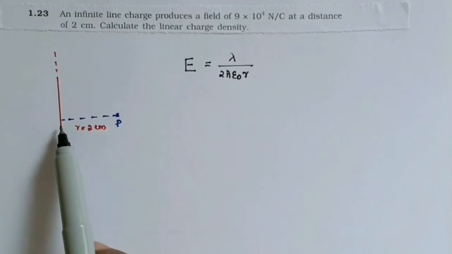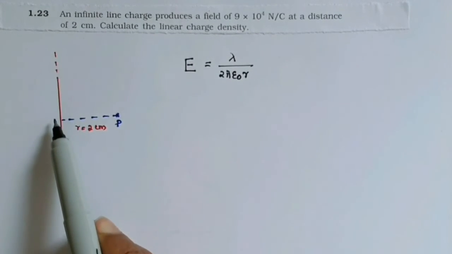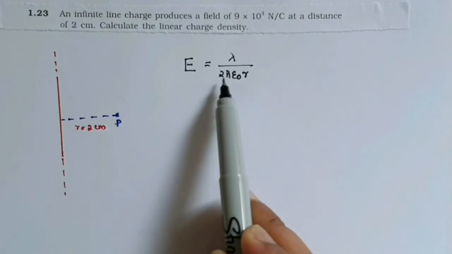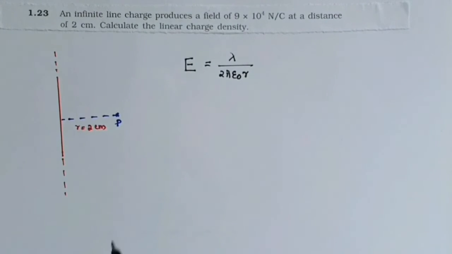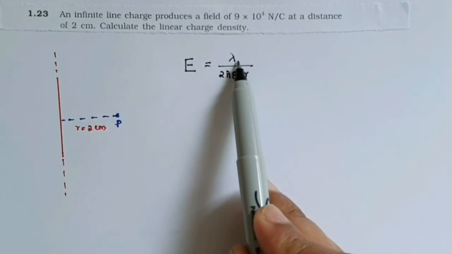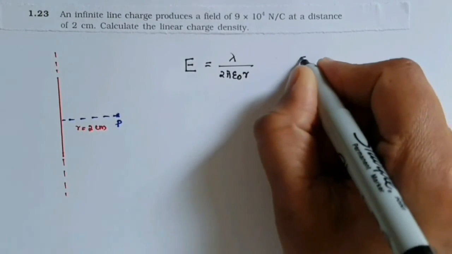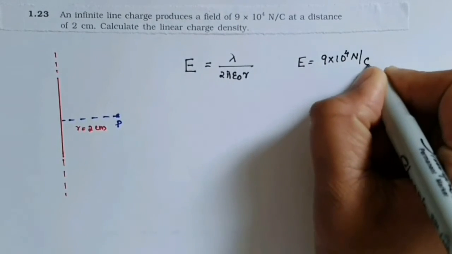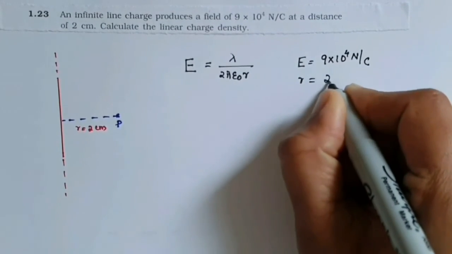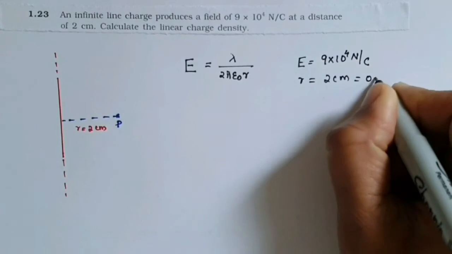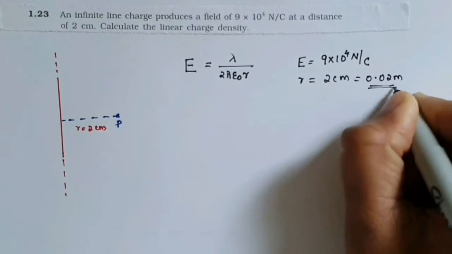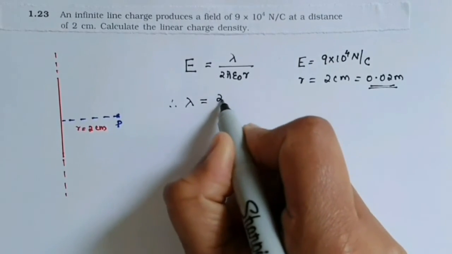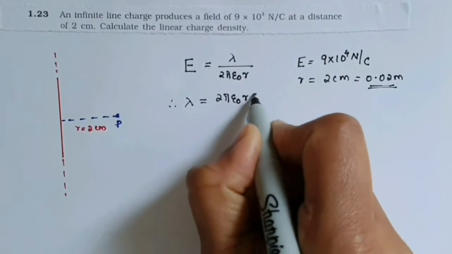We know that electric field at P produced by an infinite line charge at a distance r is given by E = λ/(2πε0 r), where lambda is the linear charge density. Given E is equal to 9 × 10^4 Newton per coulomb, r is equal to 2 cm. This is equal to 0.02 meter. Therefore, linear charge density lambda is equal to 2πε0 r E.